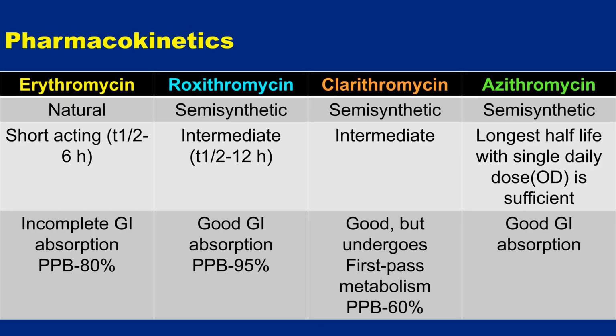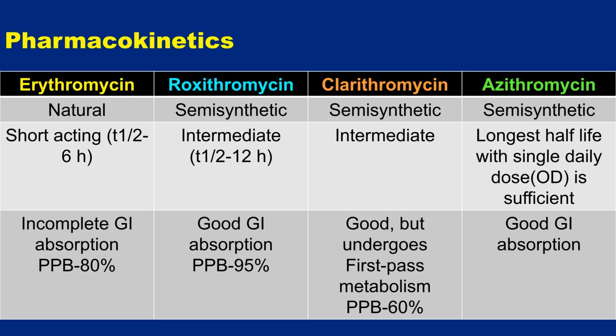Coming to the pharmacokinetic profile of the individual macrolides. Erythromycin is naturally synthesized, whereas roxithromycin is semi-synthetic, and clarithromycin and azithromycin also belong to the same class, semi-synthetic macrolides. Regarding duration of action, erythromycin is a shorter acting drug, with a half-life varying from 2 to 6 hours, whereas roxithromycin and the other drugs are longer acting than erythromycin.